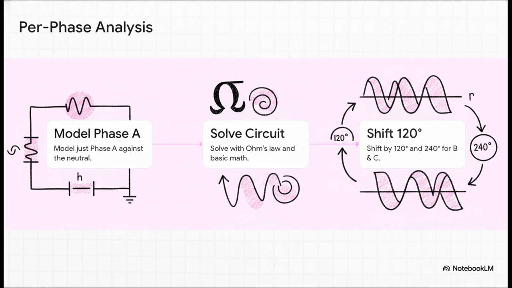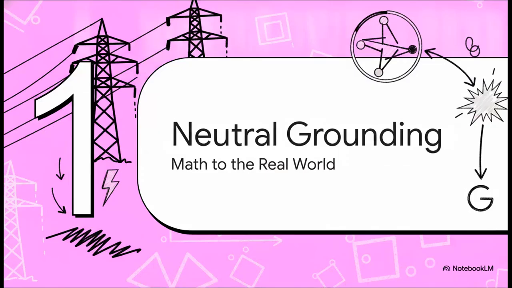It's just 3 easy steps. First, you model phase A against the neutral. Second, you solve that one simple circuit using standard Ohm's law. And third, you take your answers and just shift them by 120 degrees and then 240 degrees to get phases B and C entirely for free. This is exactly why every textbook and every load flow program out there works in per-phase terms instead of clunky full three-phase quantities.